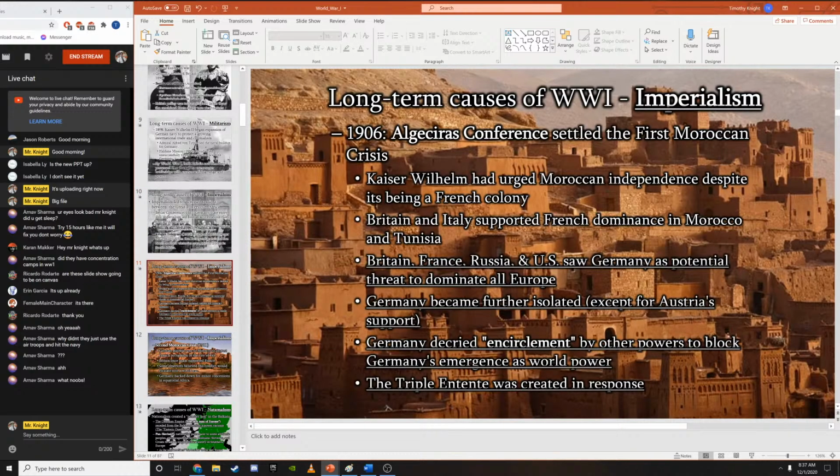In 1906, just a few years later, there was something known as the Algeciras Conference, and this settled what was known as the First Moroccan Crisis. And what was the Moroccan Crisis, you ask? Well, it was when Kaiser Wilhelm had urged Moroccan independence despite the fact that Morocco was a French colony.